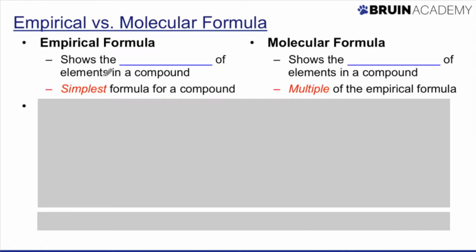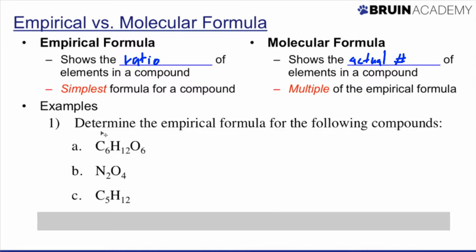So let's start with an empirical formula. An empirical formula is the simplest formula for a compound, and what this shows is just the ratio of elements in a compound. In contrast, the molecular formula shows the actual number, and this is something you're probably more familiar with, right? And the molecular formula is related to the empirical formula in that it's a multiple. So often you can multiply the empirical formula by a certain factor, such as 1, 2, 3, or 4, to get the molecular formula. So let's look at some quick examples.